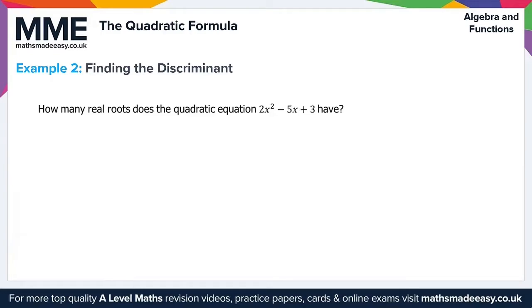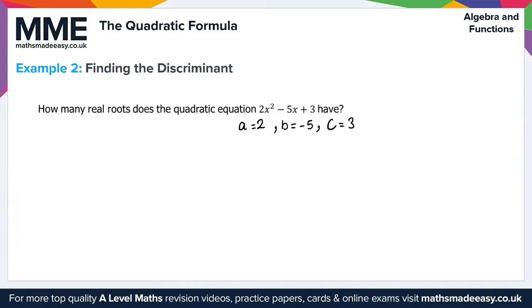Moving on to example 2 now, which is taking a look at finding the discriminant. So here we're asked to find how many real roots the quadratic equation 2x squared minus 5x plus 3 has. And in this case, again, just like we did with the previous example for the quadratic formula, I'm going to denote the values for a, b and c. And remember, a is the coefficient of x squared, so that's simply 2. b is the coefficient of the x, so that's minus 5. And finally, c is our final term of 3.